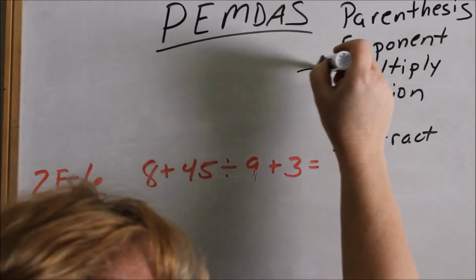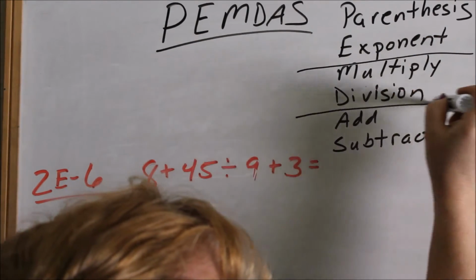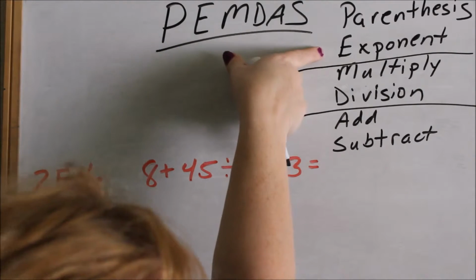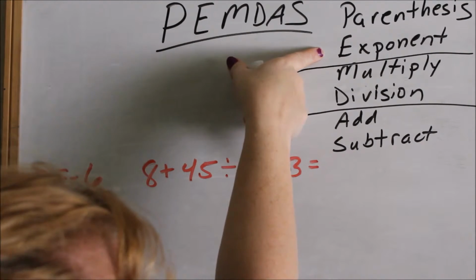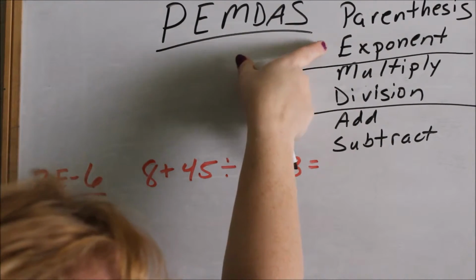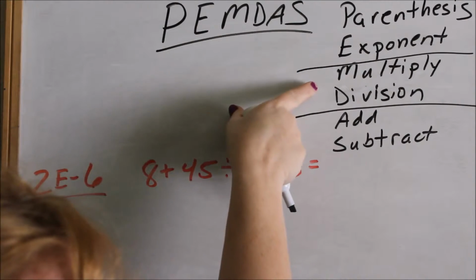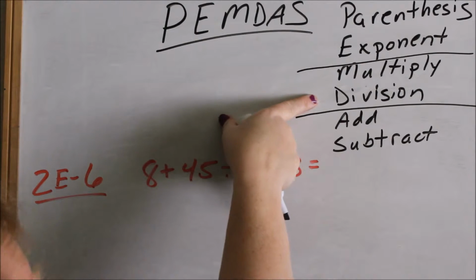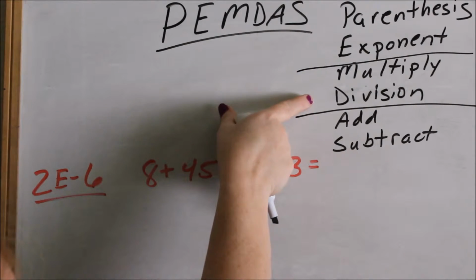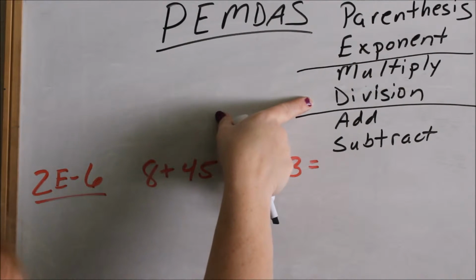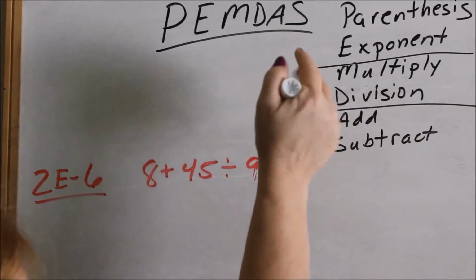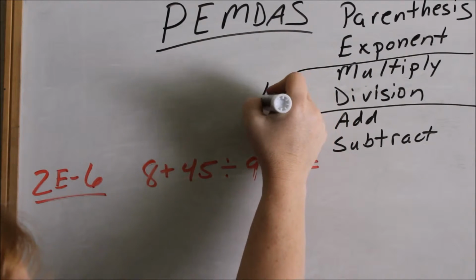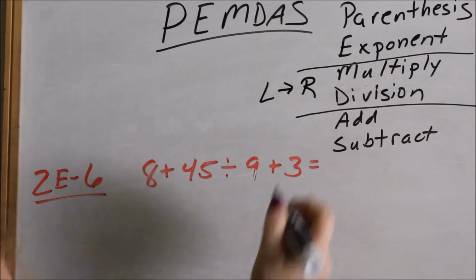I like to think of these as levels. Parentheses and exponents are kind of together. You do those sometimes at the same time. Sometimes you need to do your exponent first. Then if there's only multiplication and division left in a problem, or when there is multiplication and division, you do them left to right. The same way as we read, left to right.